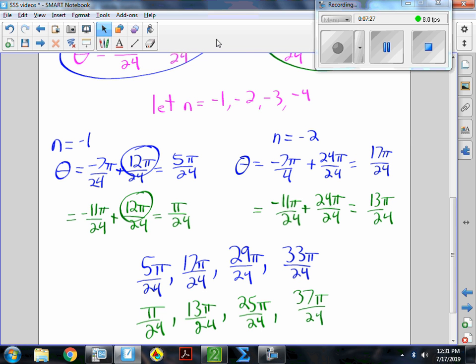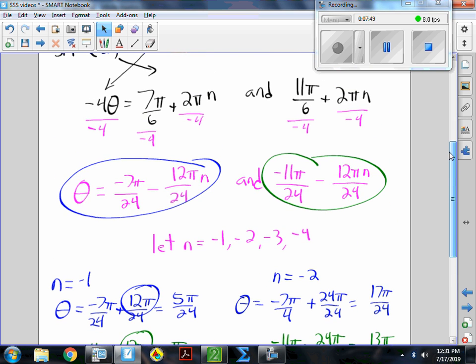And I found my mistake. My mistake there was I went up by 4, not by 12. So 29 plus 10 is 39. 39 plus 2 is 41. So there are my 8 answers, all gotten from those general solutions in pink. And I'll get 8 answers there.